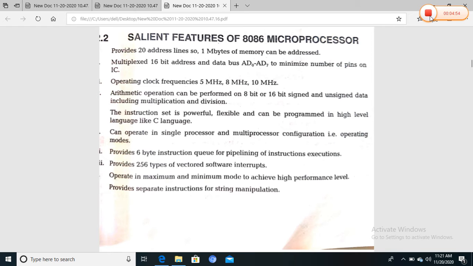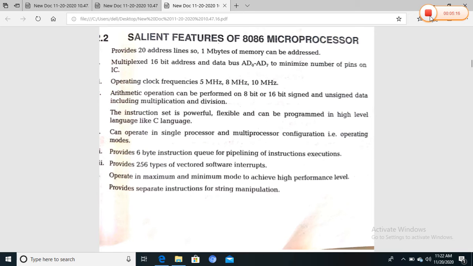AD0 to AD15. In this there is one mistake: AD0 to AD7 are given, but AD0 to AD15 are multiplexed with address and data, and the remaining are multiplexed with status lines. These are the features of the 8086 processor.